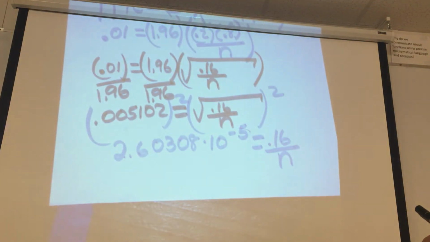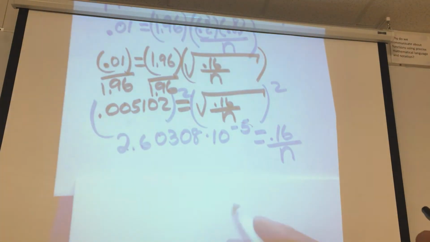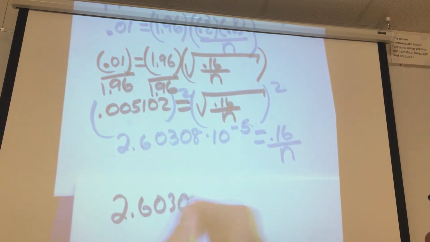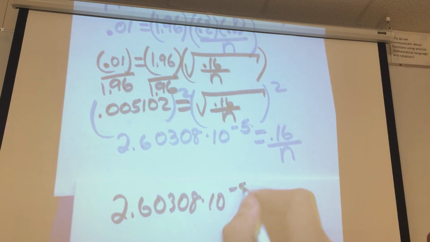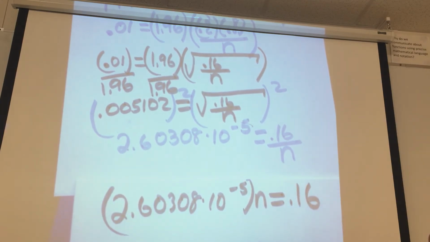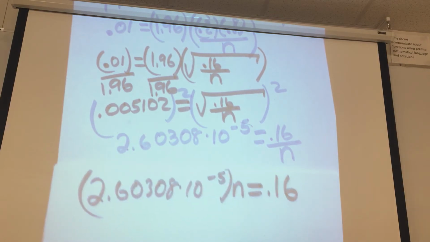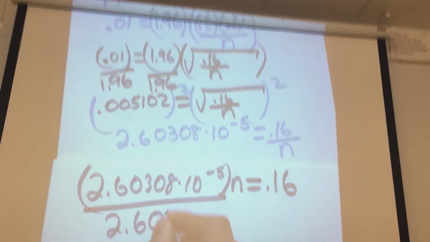They love questions. There'll be like one multiple choice question like this, folks. I mean, you can just already predict it. So it's 2.60308 times 10 to the negative fifth times n equals 0.16. Just multiply both sides by n. And now we just divide by 2.6.